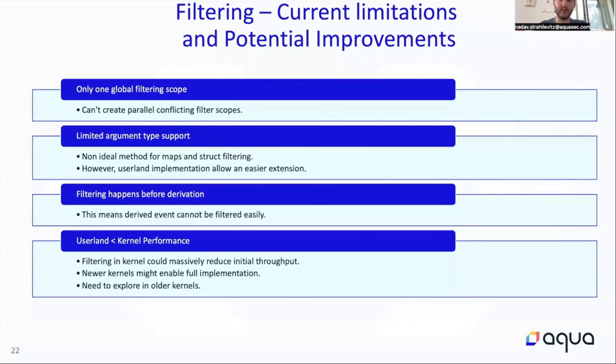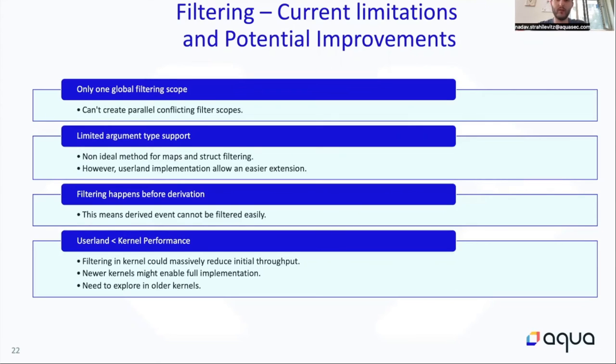So let's recap the current limitations we have and potential improvements we can do. First, Tracee currently only supports one global filtering scope, which makes it difficult to have conflicting and parallel filters. However, work is currently being done to add that as a feature. And as said previously, our argument filtering capability is currently limited to string values and typecasting, and so we depend on that, but we're aiming to fix that soon.